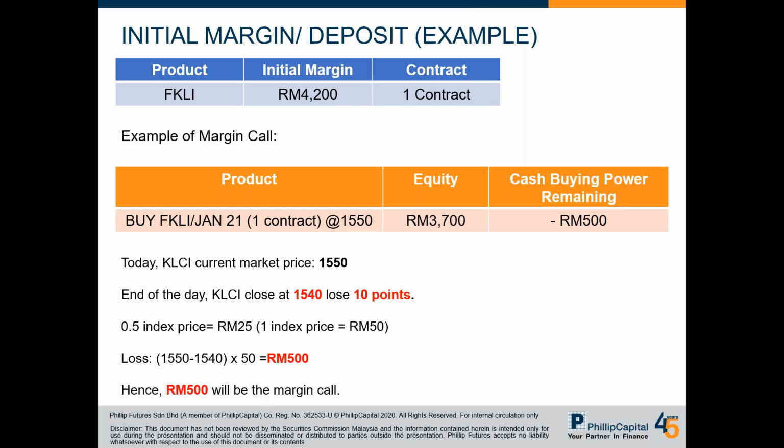If today you enter one FKLI January 21 contract at the price of 1550, and the initial margin for an FKLI contract is 4,200. So if at the end of the day you are still holding this position overnight, and the market closes at 1540, you have already lost 10 points. One index point is equal to 50 ringgit, so the total loss will be 500. Hence your account equity will be left at 3,700. So 500 will be your margin call amount to be met on the next day.